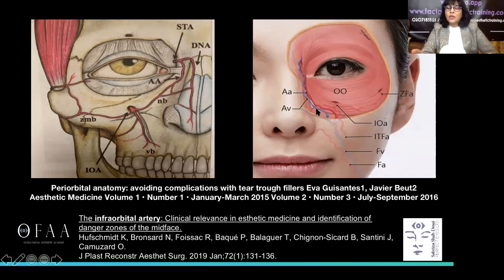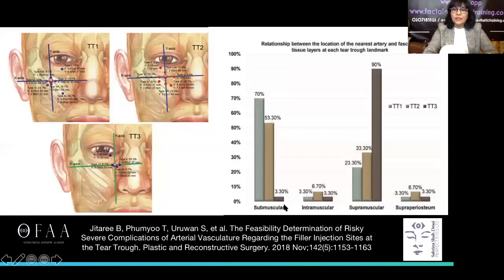But what's interesting is not just the distribution of these arteries, but also the depth of the distribution. Now, when you actually look at this image again, you'll see that the infraorbital rim is clear of these blood vessels. And therefore, technically, using a needle down on the periosteum is a safe zone to inject. And this is corroborated by a small study of 15 cadavers that was done by Tansatit.